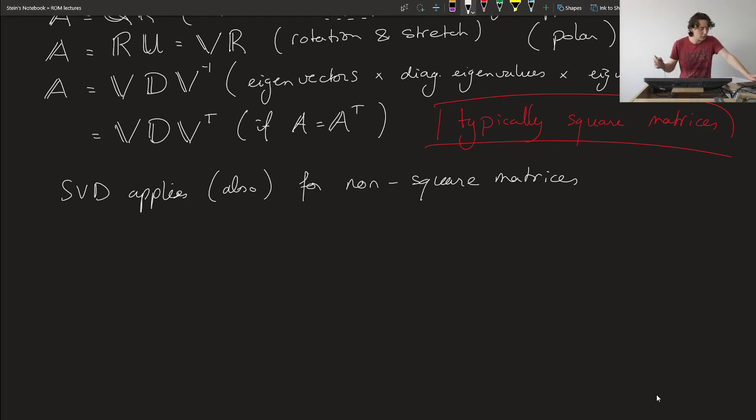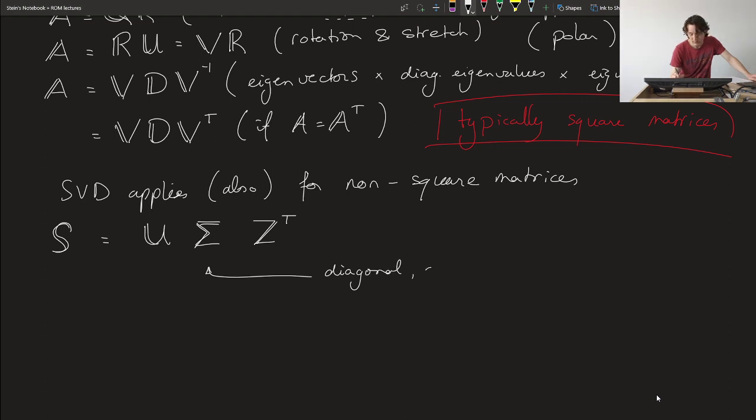Now, what is the singular value decomposition? Well, it's a decomposition just like the ones that we saw. It is a decomposition of the matrix, and I'll jump right into our snapshot matrix S as a matrix U multiplied by a matrix sigma multiplied by a matrix Z transpose, where the matrix sigma is diagonal and decreasing. What I mean by decreasing is that it's diagonal and each subsequent diagonal value is smaller than or equal to the previous one. And that's just a matter of shuffling, so that's a convention.